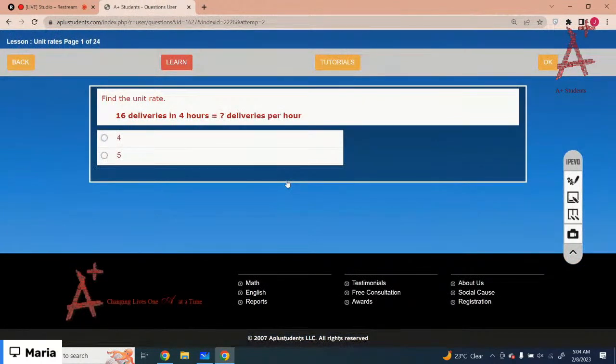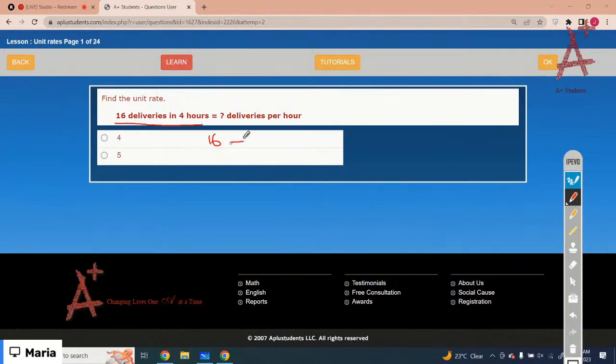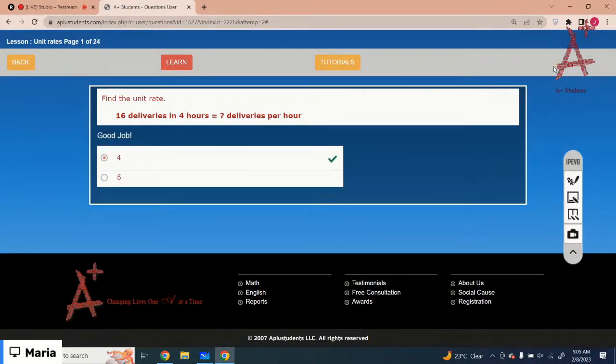Okay, 16 deliveries in 4 hours. You have to calculate how many deliveries in 1 hour. So what you have to do is divide 16 by 4. Got it? So 4 times what number is 16? 4 times 4 is 16. That means the correct option is 4. That means in 1 hour you have 4 deliveries. Got it? So the correct option is 4.